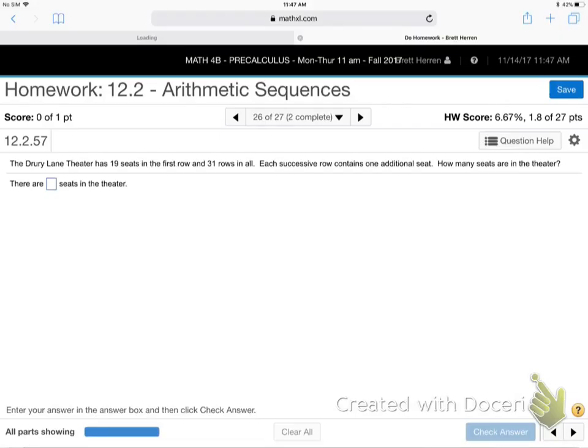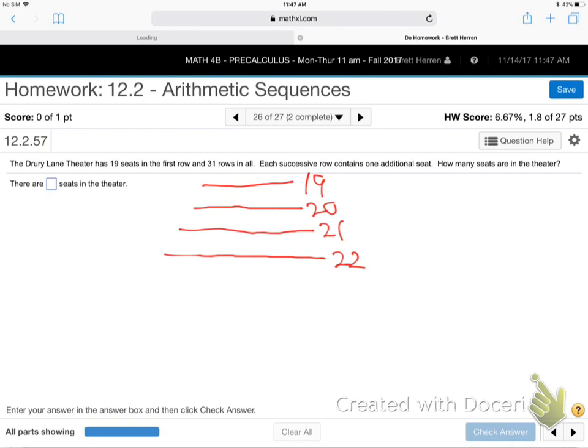All right. This one, or a form thereof, is usually on the next exam. Drury Lane Theater has 19 seats in the first row and 31 rows in all. Each successive row contains one additional seat. How many seats in the theater? So you get the idea, like front row has 19 seats. The next row is a little wider, 20 seats. Then as you go back, they each go up by 1 seat. You know, like a pyramid kind of thing.